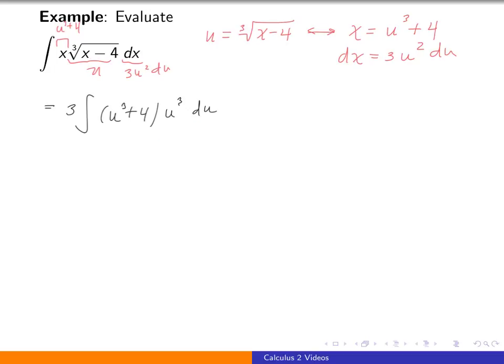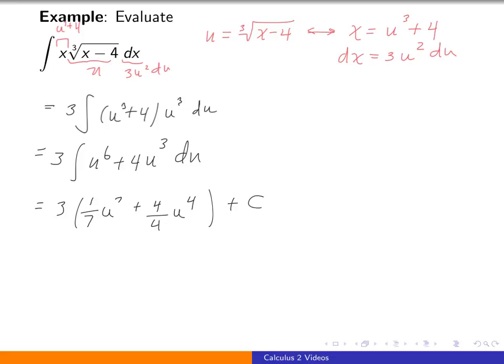We can simply take this u cubed, distribute it through, and then very efficiently anti-differentiate. So the 3 is hanging around out front. We'll have u to the 6 plus 4u cubed du. We anti-differentiate each term individually, so the 3 is going to hang around out front. We'll have 1/7 u to the 7th plus 4 over 4 u to the 4th plus C.